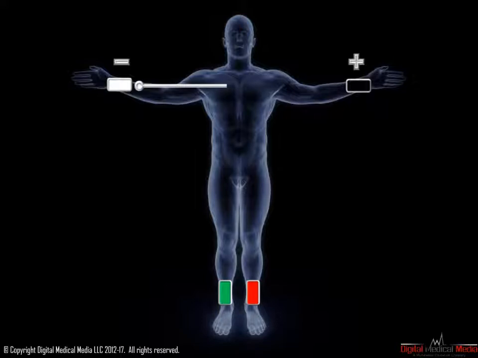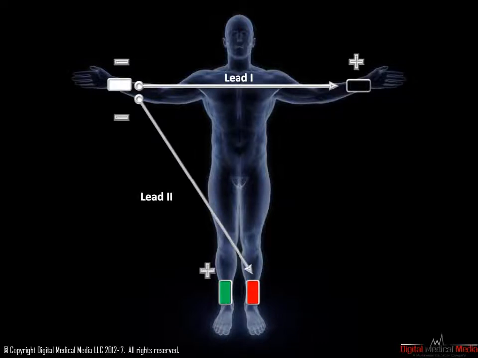Lead 1 spans between the right arm and the left arm, with the left arm being the positive end. Lead 2 spans between the right arm and the left leg, with the leg being the positive end. And lead 3 spans between the left arm and the left leg, with again the leg being the positive end. These 3 leads comprise what is called Einthoven's triangle and represent the first 3 leads of a standardized 12-lead ECG.